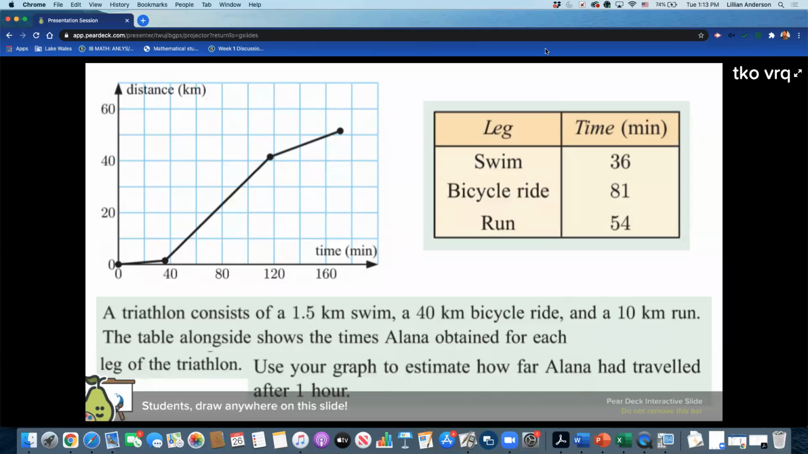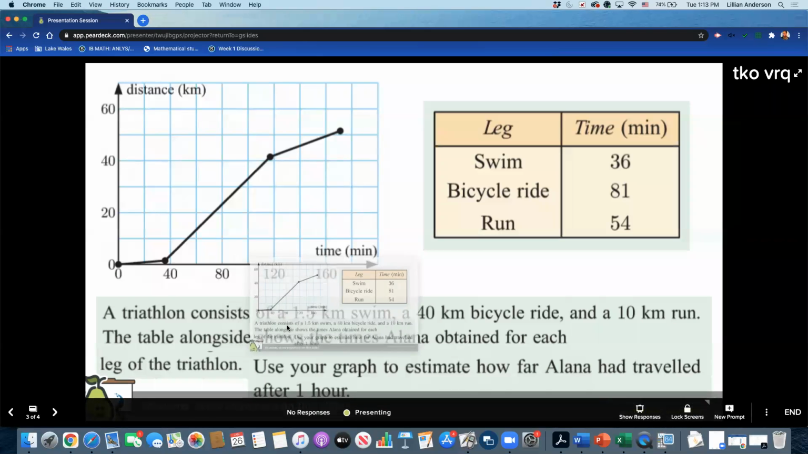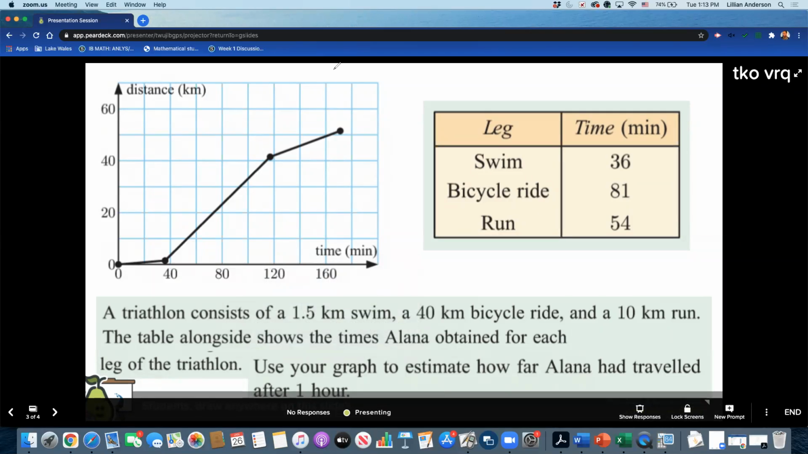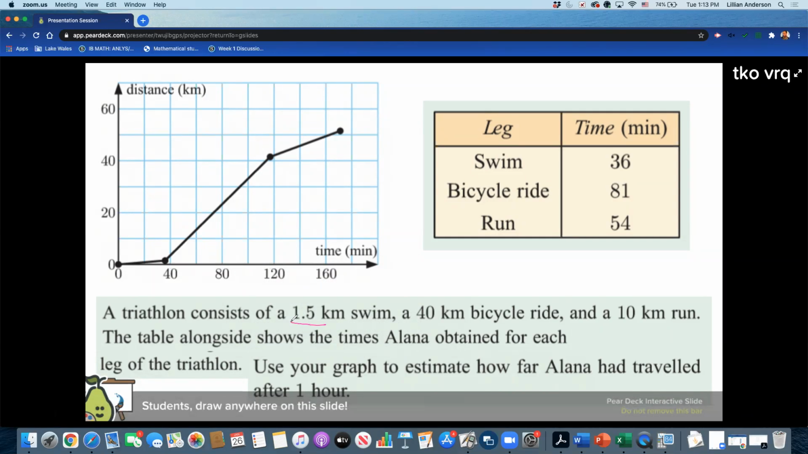Piecewise functions. You guys continue to watch the video. It's another representation of a linear model. It's just that you have different linear pieces that make up one function, right? In this case, a triathlon consists of 1.5 kilometers to swim, 40 kilometers of a bicycle ride, and a 10-kilometer run. The table alongside shows the times Elena obtained for each leg of the triathlon. So 36 minutes of swimming, and she only went 1.5 kilometers. Okay, that's why it's so low.